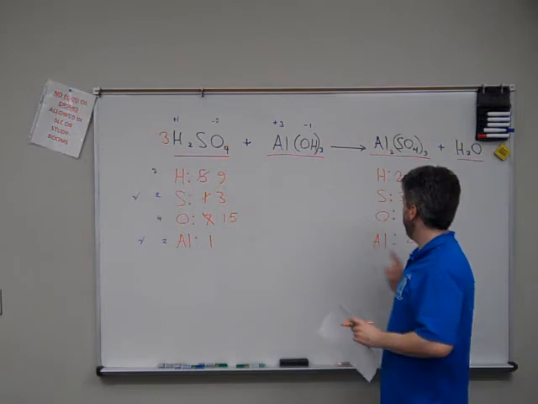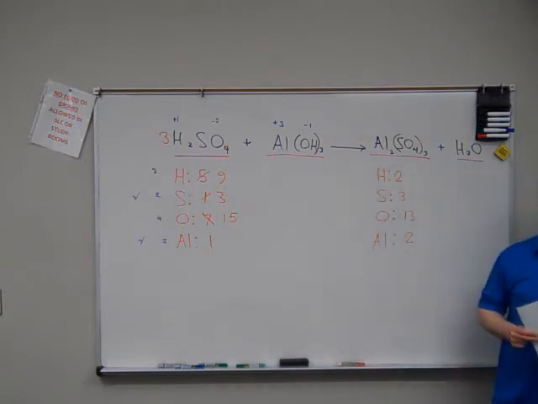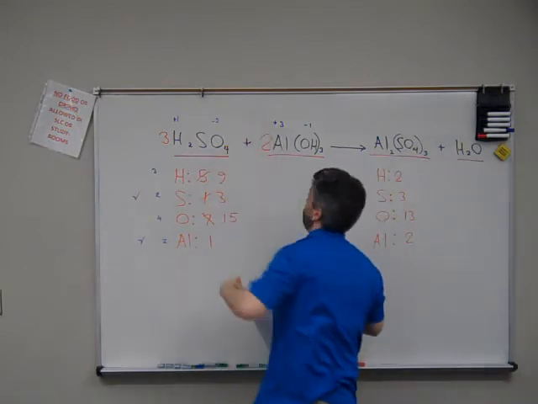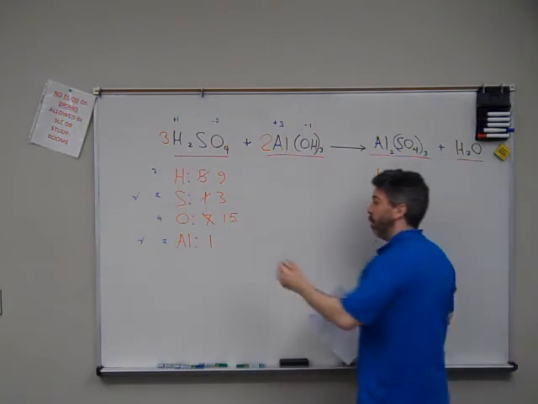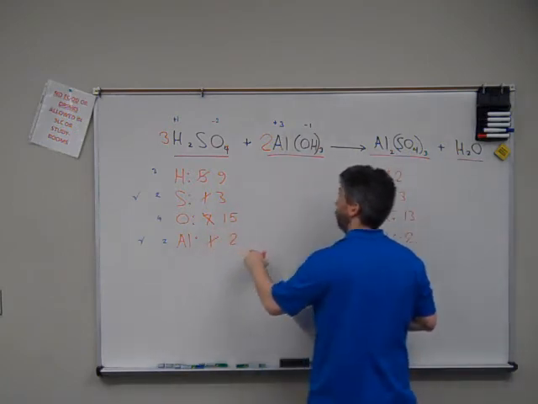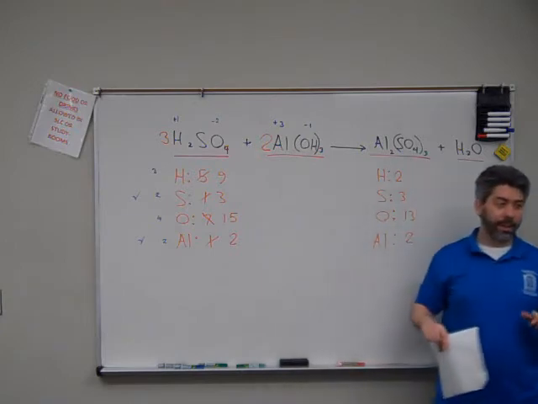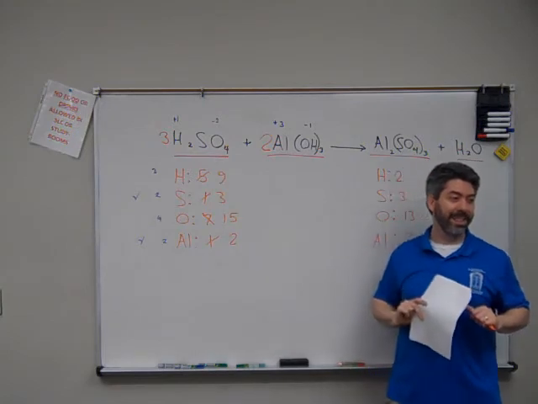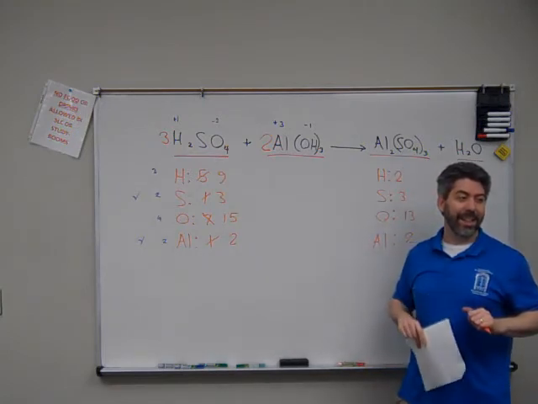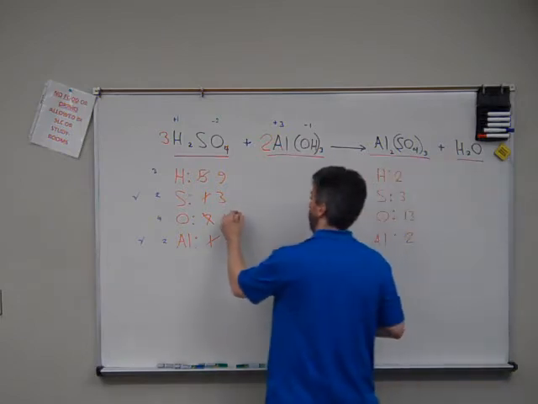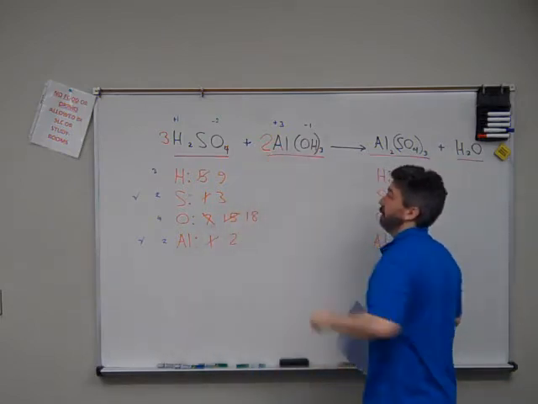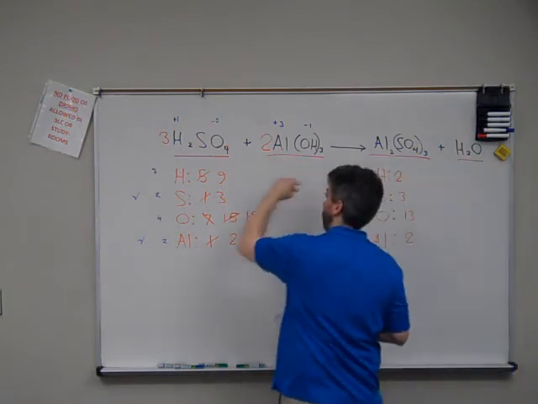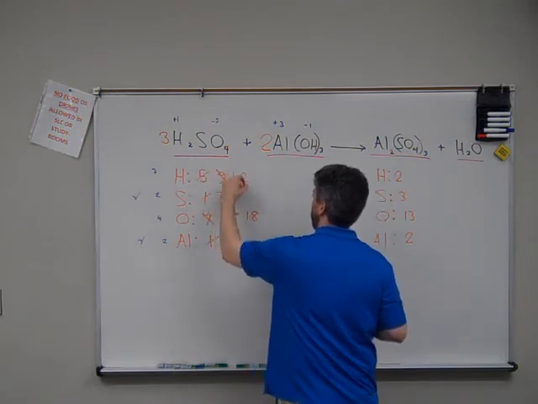Aluminum. I have 2 here and 1 here, so what do I want to do? Yeah, I'll put a 2 in front of here, right? So this will be a 2 in front of aluminum hydroxide. So I have how many aluminums now? 2. And I have how many oxygens on this side? 18, right? Yeah. You have 18 oxygens now. And I have how many hydrogens? 12. 6 here, 2 times 3, and 3 times 2, so that gives me a total of 12 hydrogen.